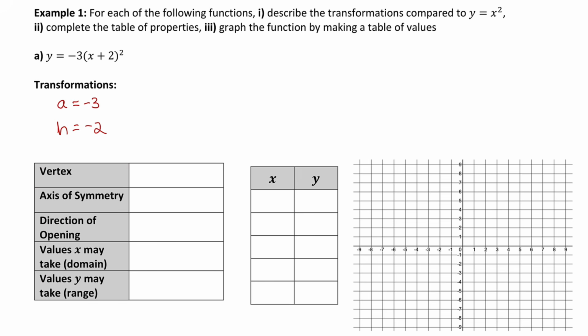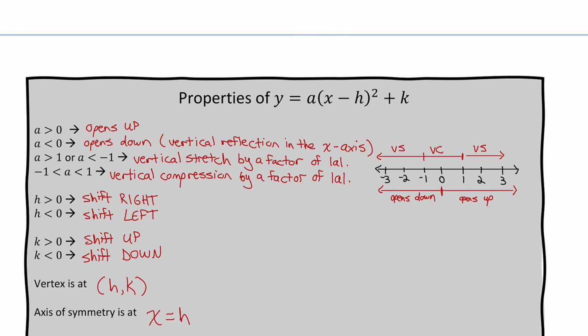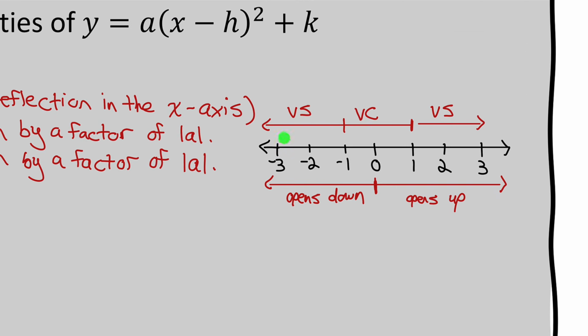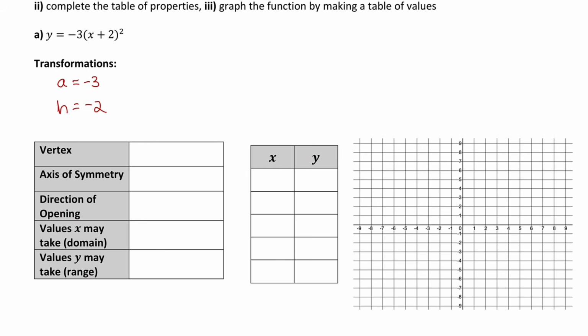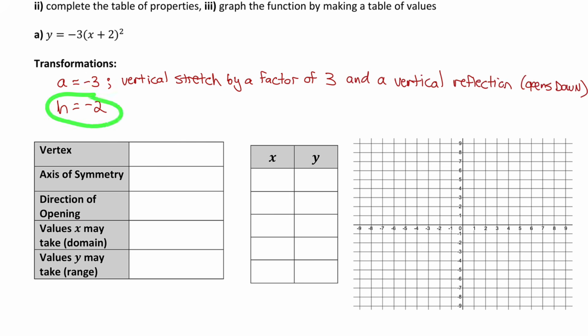And then let's describe what transformations those parameters do to the graph of y equals x squared. Well, if we look back up to what I wrote before, if we look at this number line, an a value of -3 causes a vertical stretch and it causes the parabola to open down. So let's communicate that on this example. An a value of -3 causes a vertical stretch by a factor of 3. Notice I used the absolute value of -3 to describe the stretch factor. But because the a value is negative, it's also going to cause the parabola to open down. So I could say there's a vertical reflection, or I could just state that it now opens down. The h value of -2 is going to cause the parabola to shift left 2 units.